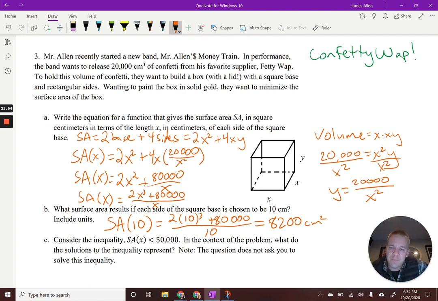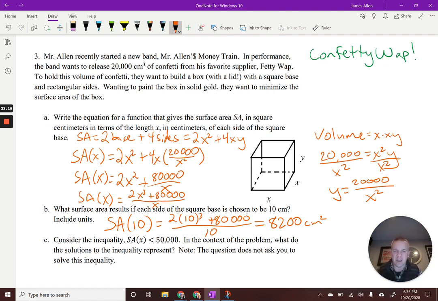Part C. Consider the inequality surface area as a function of x is less than 50,000. In the context of the problem, what do the solutions to the inequality represent? We're not asking you to solve it here, right? We're not asking for the answers. Well, I mean, numerically. What we're saying is, what do the solutions represent in this inequality?